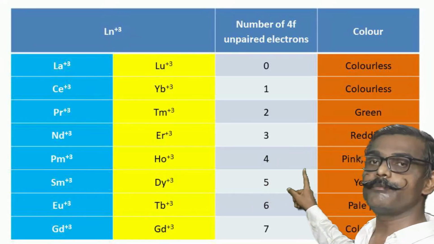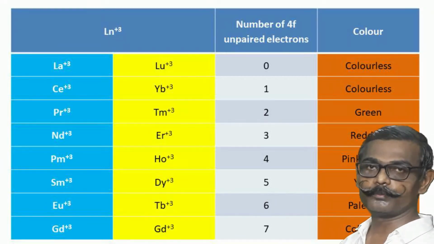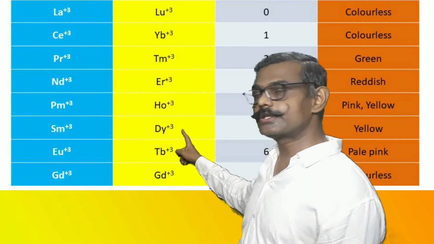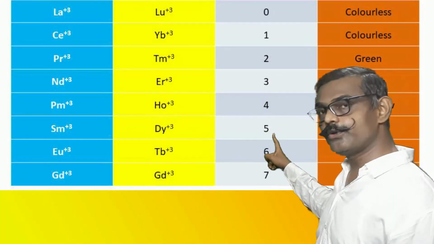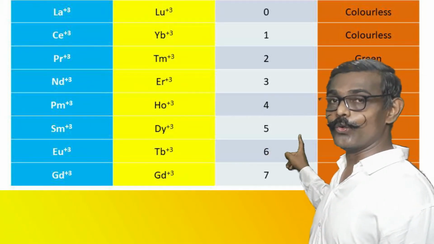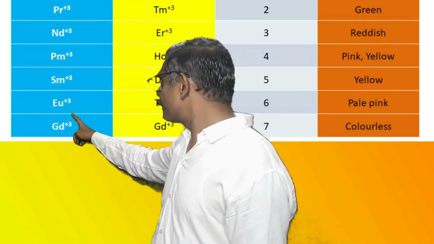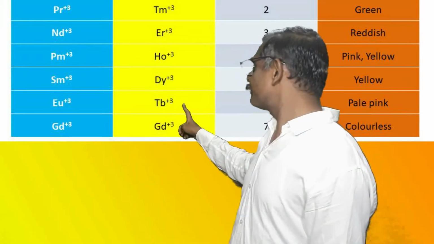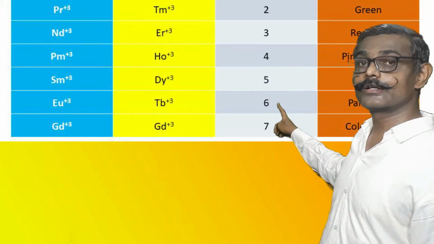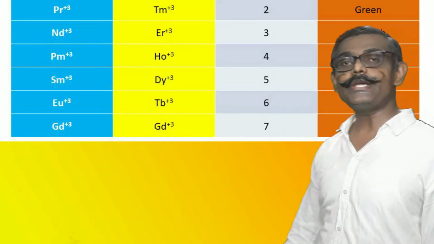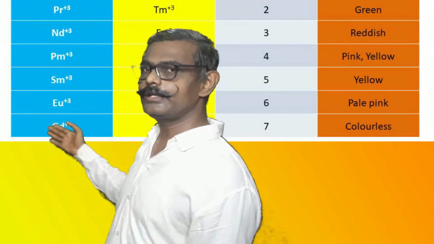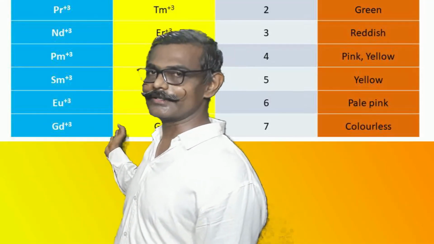Next, promethium plus 3 and holmium plus 3 both have 4 unpaired electrons. And what is the color? Pink, yellow. Next, samarium plus 3 and dysprosium plus 3 both have 5 unpaired electrons and the color is yellow. Next, europium plus 3 and terbium plus 3 both have 6 unpaired electrons, and the color is pale pink. And last, gadolinium plus 3 is colorless.